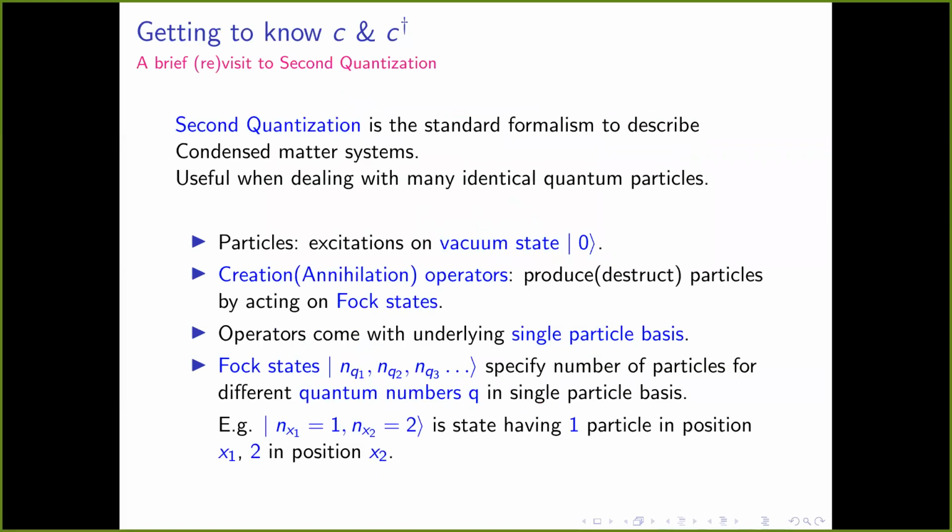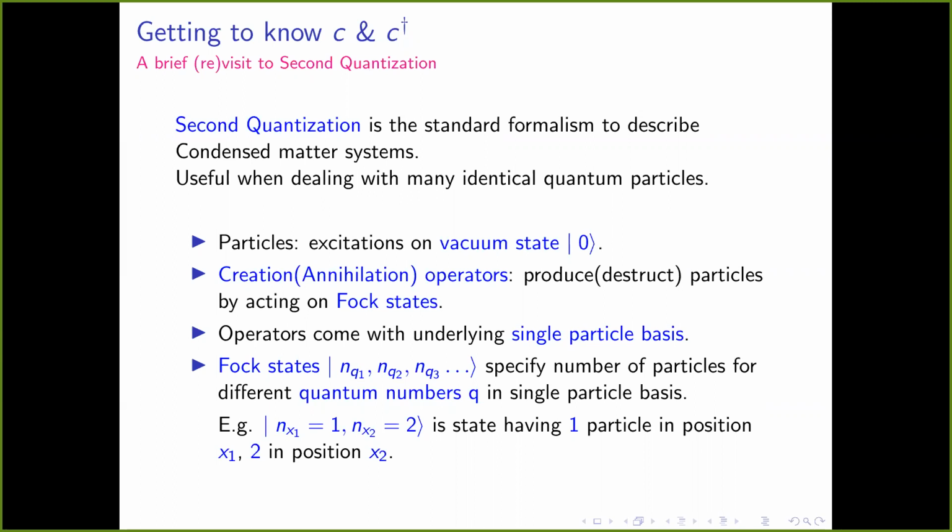So second quantization is the standard formalism used to describe condensed matter problems. We have particles, which are thought of as excitations on the vacuum state, which is denoted by this ket 0. Then we have creation and annihilation operators, which can produce or destroy particles by acting on Fock states. What are Fock states? I will come to that next.